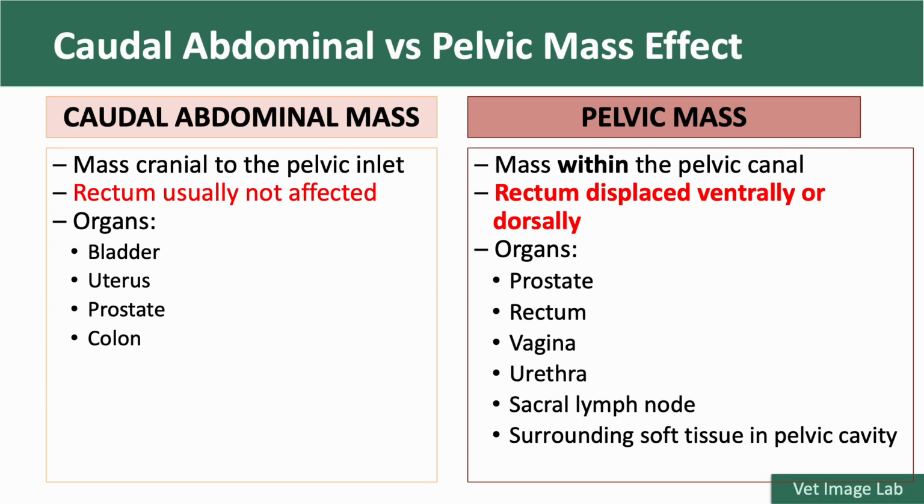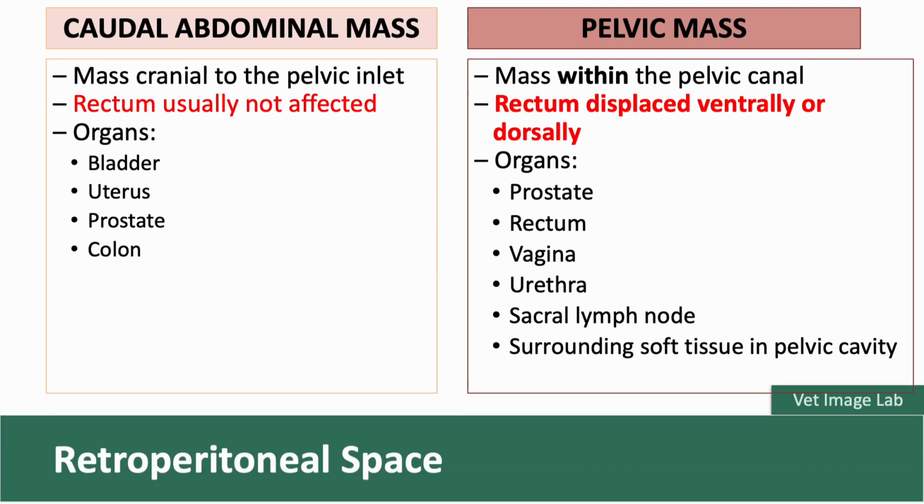How can we differentiate a caudal abdominal mass from a pelvic mass? A caudal abdominal mass is located just cranial to the pelvic inlet. It typically pushes the colon dorsally, but does not affect the rectum. In contrast, a pelvic mass originates within the pelvic canal. It may also displace the colon dorsally, but more importantly, it often pushes the rectum ventrally or dorsally, a feature that's especially clear on contrast studies.